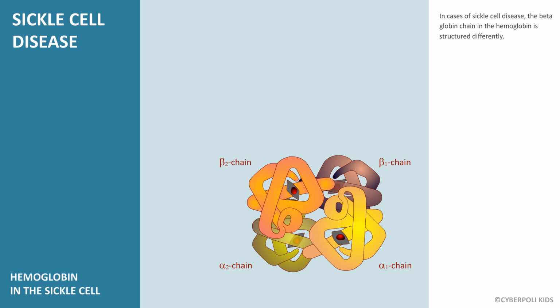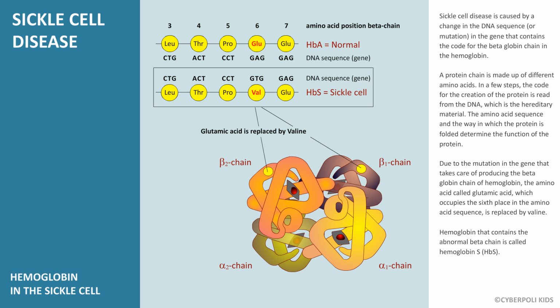In cases of sickle cell disease, the beta globin chain in the hemoglobin is structured differently. Sickle cell disease is caused by a change in the DNA sequence, or mutation, in the gene that contains the code for the beta globin chain in the hemoglobin.